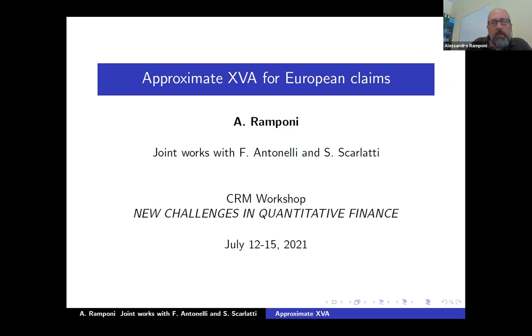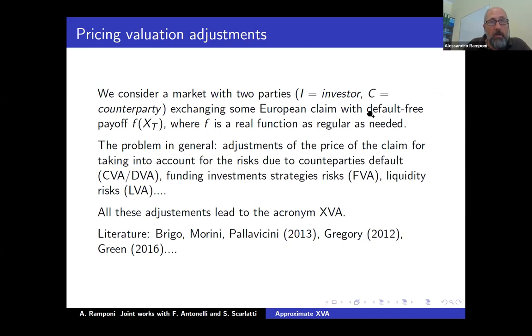So I'll speak about some approximate evaluation of the so-called XVA, the valuation adjustments for European claims, which is joint work with Fabio Antonelli and Sergio Scarlatti. The problem that we consider is the evaluation of a European claim between two parties, an over-the-counter product. The two parties are the investor and the counterparty. The European claim is defined by a given payoff F. It's well known from classical theory that the value of this European claim is given by the discounted conditional expectation of the payoff under a risk neutral measure.